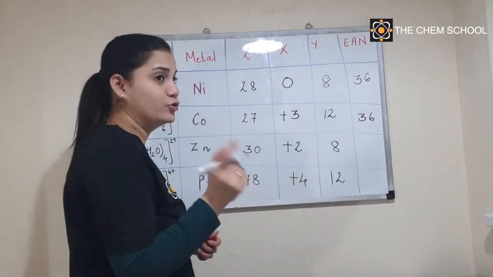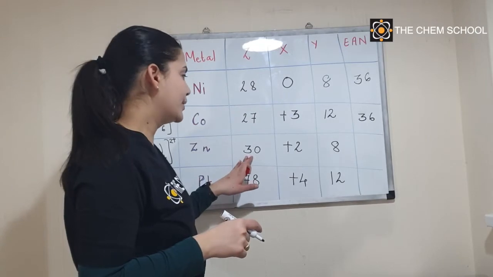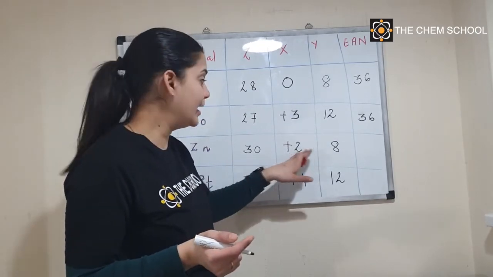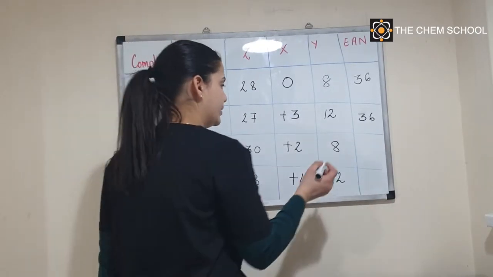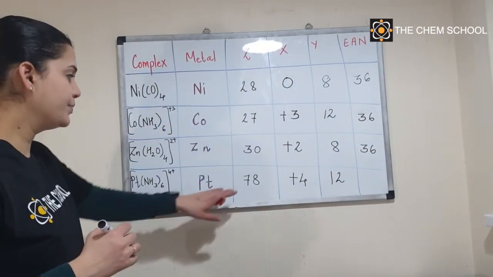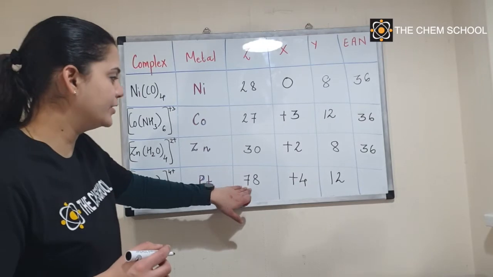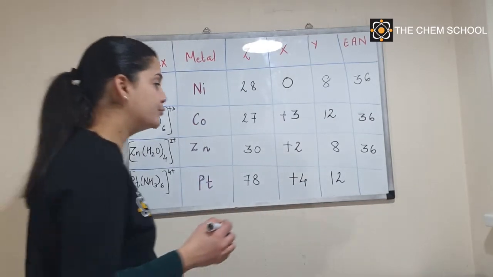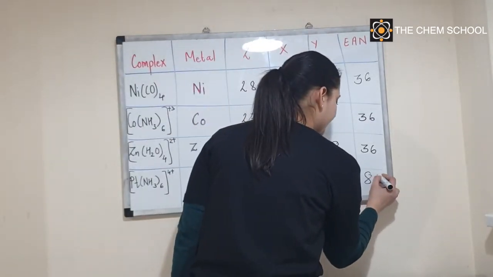Don't forget that you have to subtract the oxidation number. So again, 30 minus 2, that is going to be 28. Again, plus 6, that is going to be 36. Is that clear? Okay. So the last one, now you can calculate, just subtract this and add that up. So what you will get is 86.